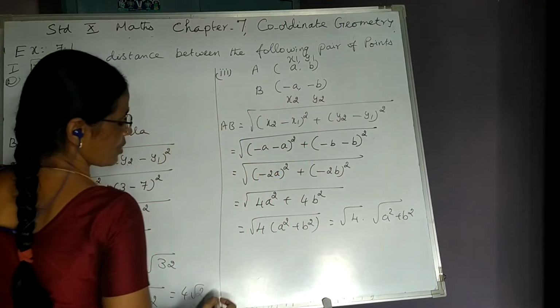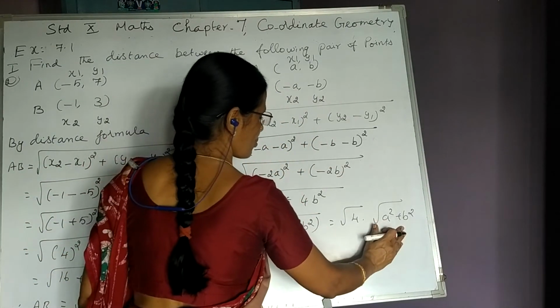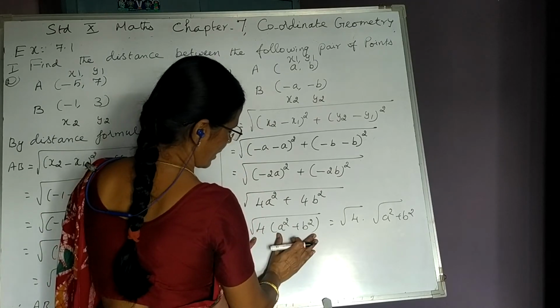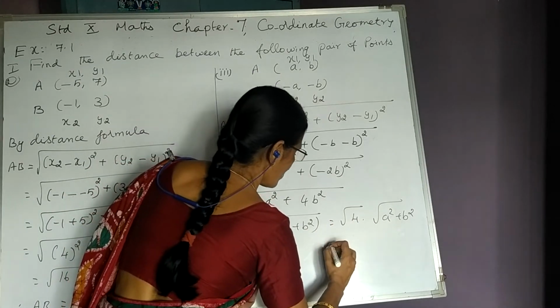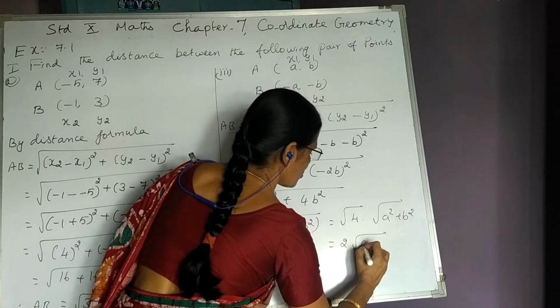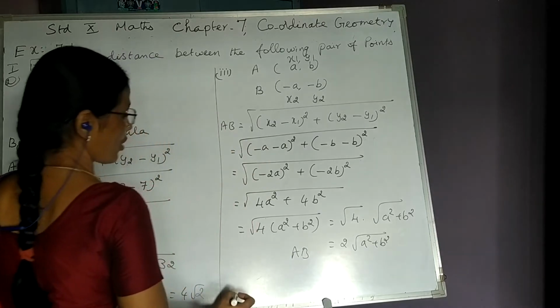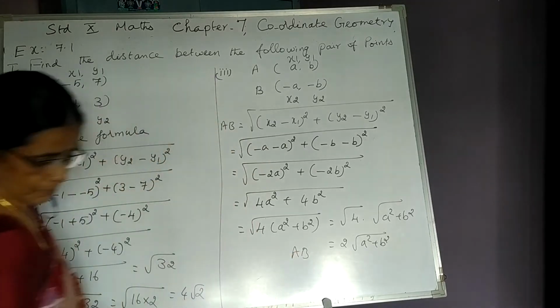We had studied root of AB is root A into root B. If it is root of x into y, root x into root y. Therefore it is simplified. Root 4 is 2. 2 root of A square plus B square is the distance between the given two points A and B.